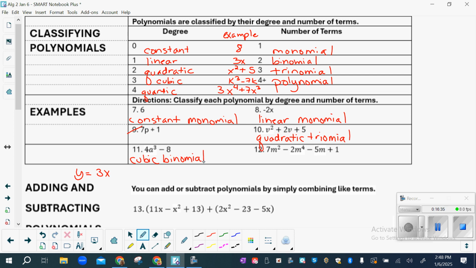So go ahead and do number 12. See if you can do number 12. A lot of work. I want you to do that on your own. This is a you try.